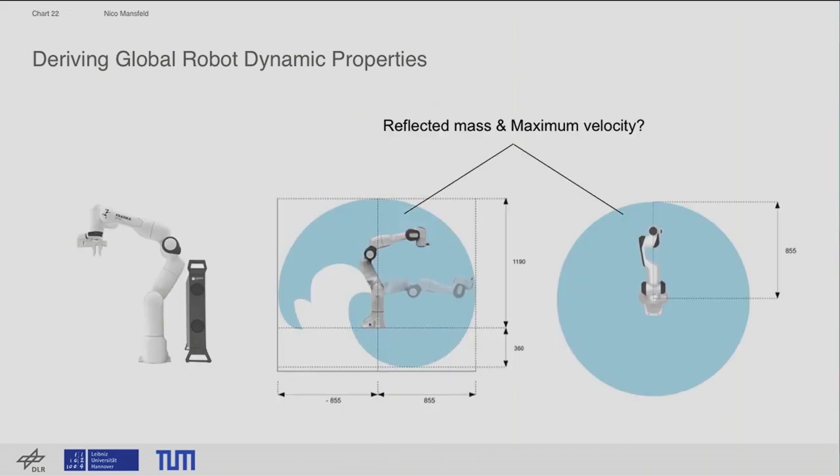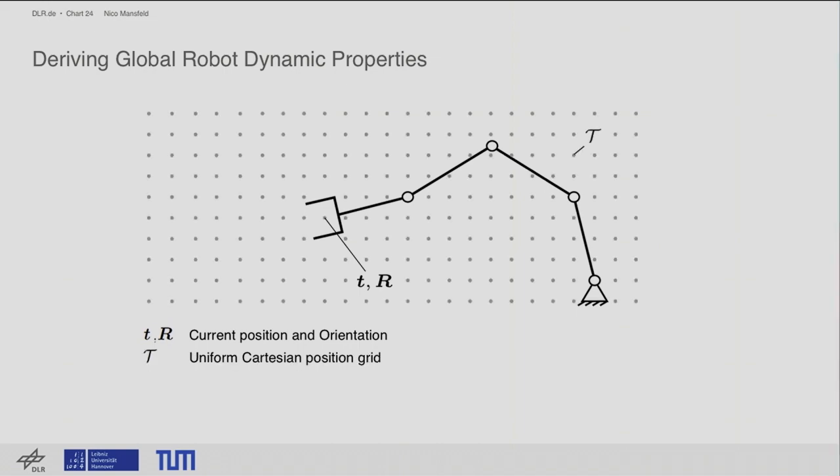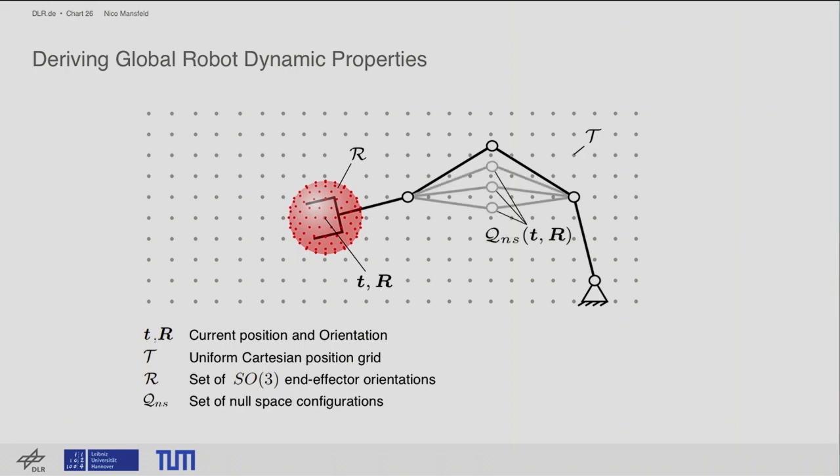For every robot, the robot designer does a workspace analysis, right? And so for the entire robot workspace, now we want to find the maximum velocity and the reflected mass. This is how we proceed. We start with a simple robot that has a position T and orientation R. Then we sample the entire workspace with a uniform position grid, which is denoted capital T. Then the robot may have different orientations, and we also discretize the set of SO(3) end effector orientations. Then the robot may be redundant, of course, and so we can sample a certain amount of null space configurations.